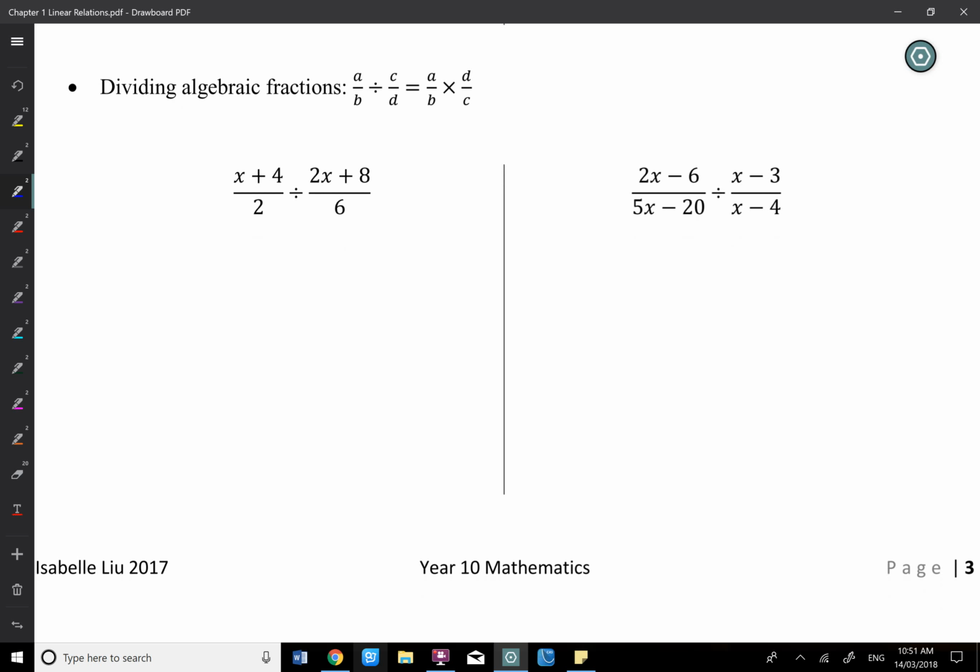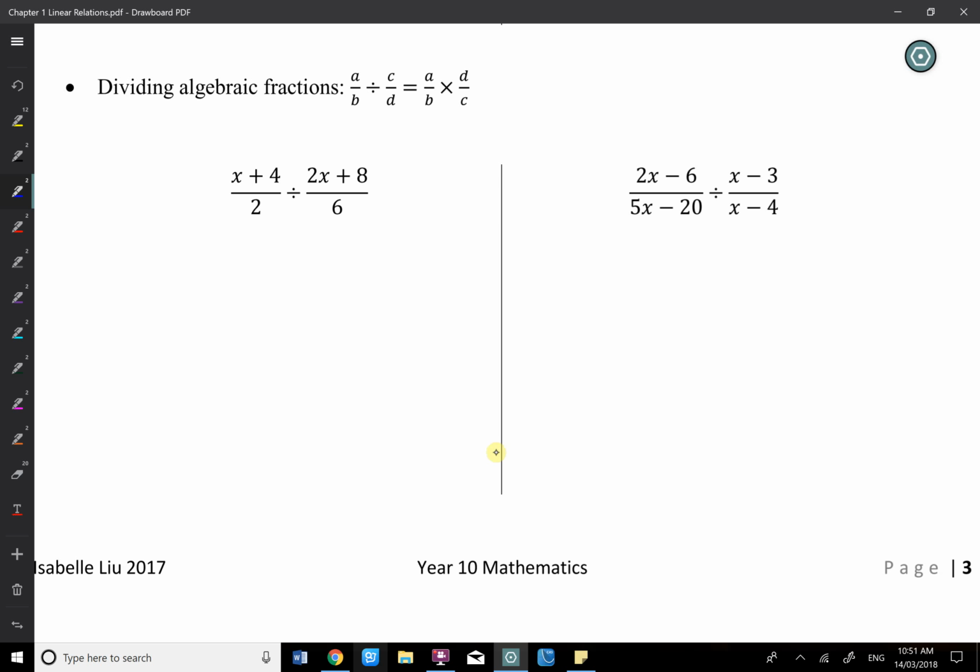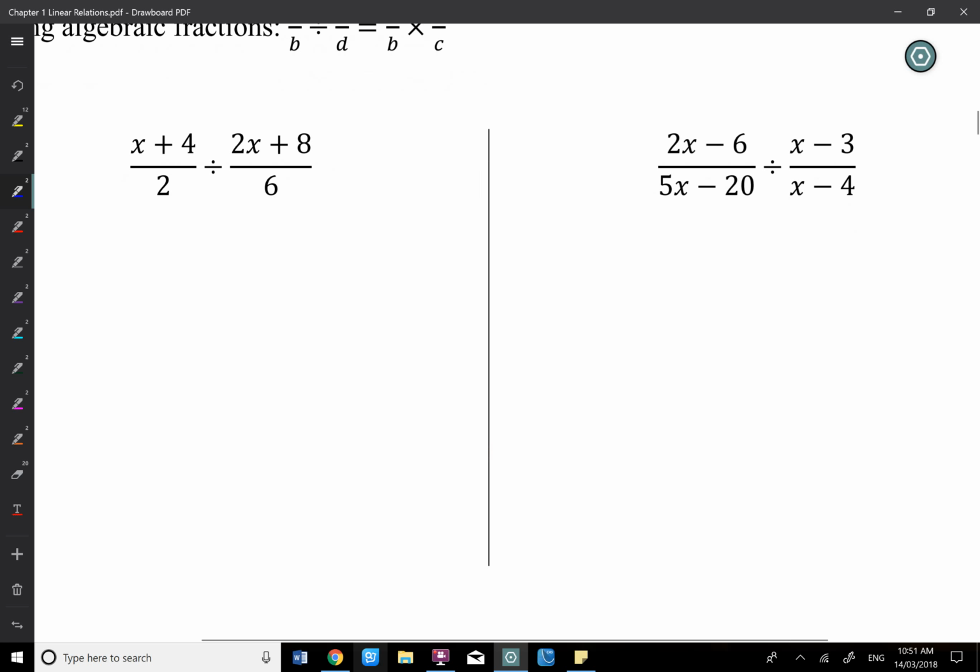I'll give you 1 minute to do the division one by yourself. The division one will be times the reciprocal. That still stays the same as the normal fraction question, so you will times the reciprocal. You still need to factorize if there are multiple terms on the numerator or denominator. Do those two questions.